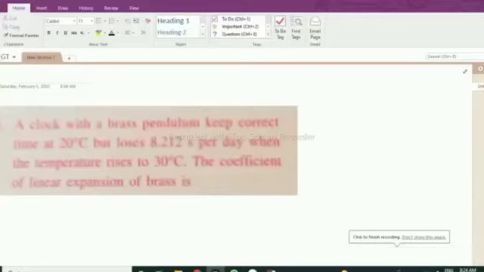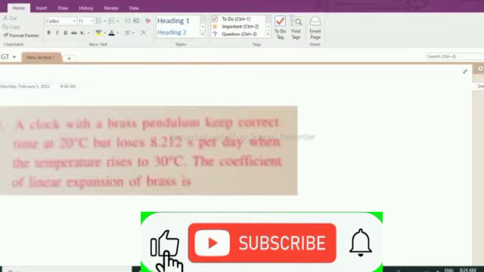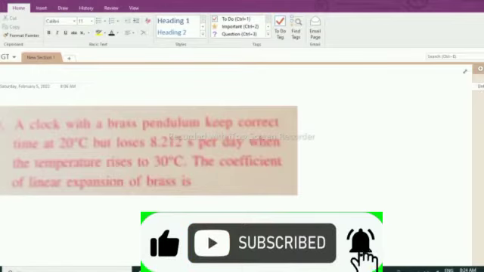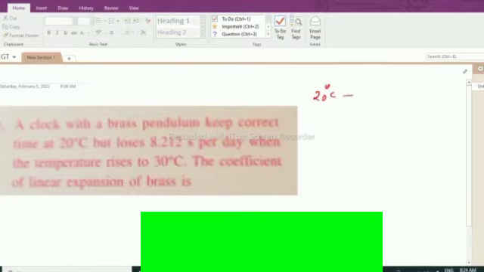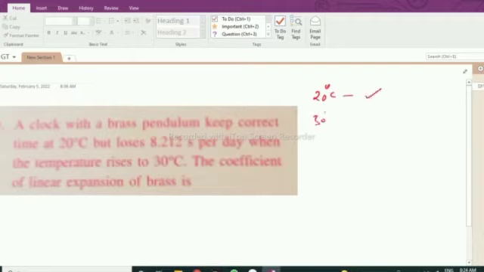So in this question, a clock with a brass pendulum keeps correct time at 20 degrees Celsius but loses 8.212 seconds per day when the temperature rises to 30 degrees Celsius. The coefficient of linear expansion of the brass is... So as per the question, at 20 degrees Celsius, the clock shows correct time. At 30 degrees Celsius, the clock actually starts losing time. So it's asking you to find the value of alpha.